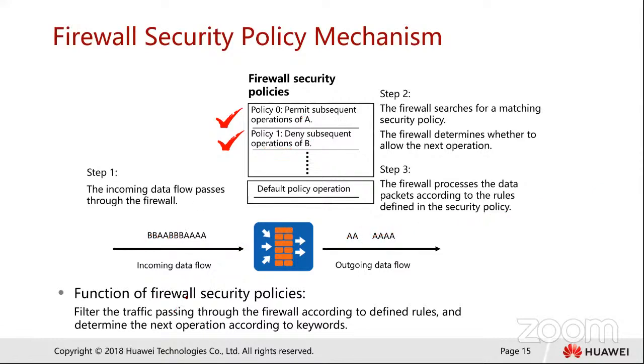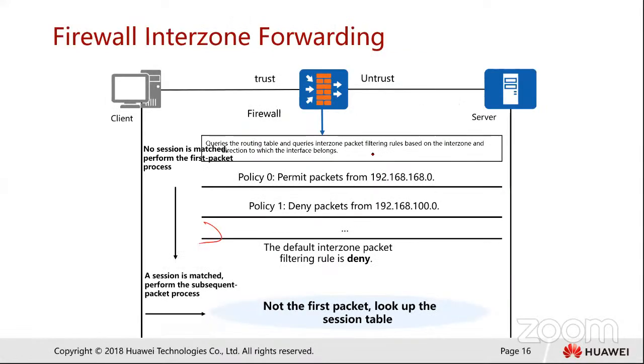So the function of security policies is to filter traffic passing through the firewall according to the defined rules, and also to determine the next operation according to the keywords. So we want to look at the firewall interzone forwarding.